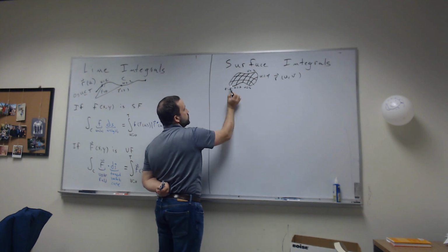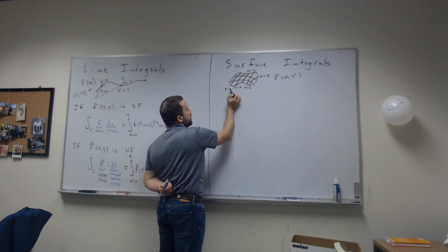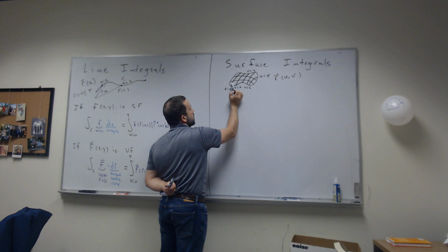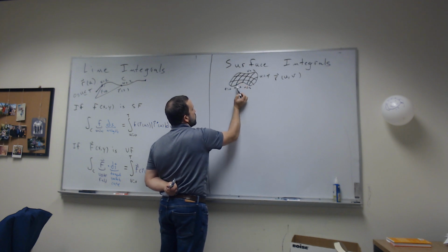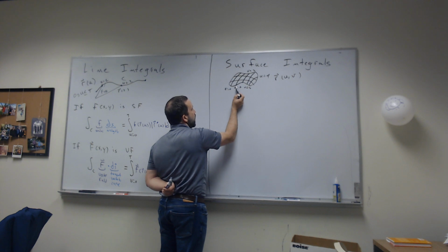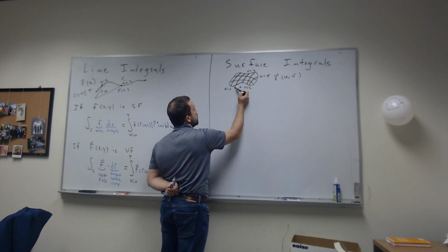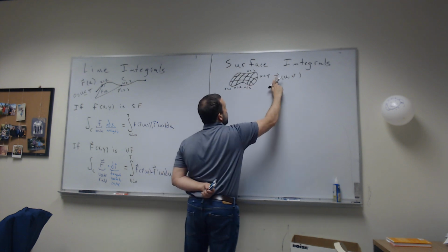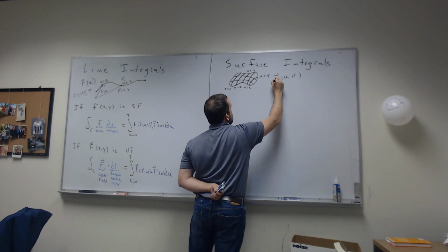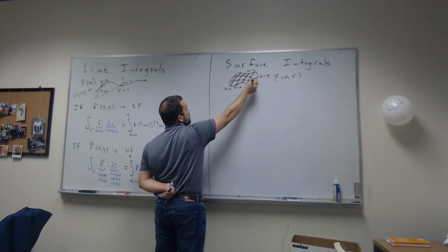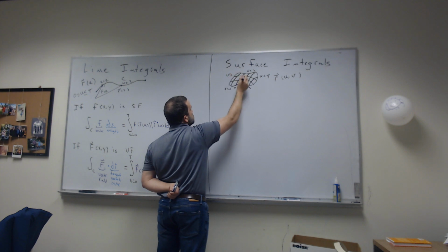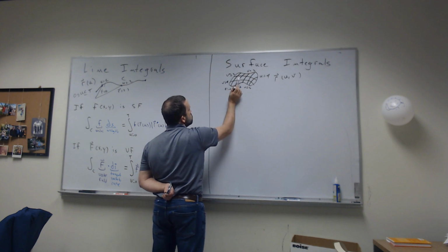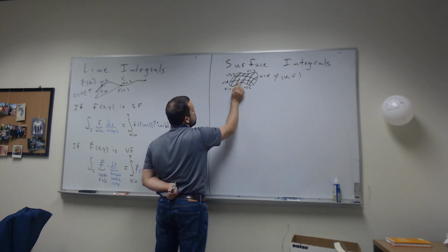If I fix u to be 0 and let v vary on its domain, it's going to trace out this part of the curve here. If I say u is equal to 1 and hold u constant, and let v vary on its domain, it's going to go along that curve there. Maybe these represent constant values of v. So maybe this is v equal to 2 and this is v equal to 4. If I hold v equal to 2 constant and let u vary, it would trace out that curve there.